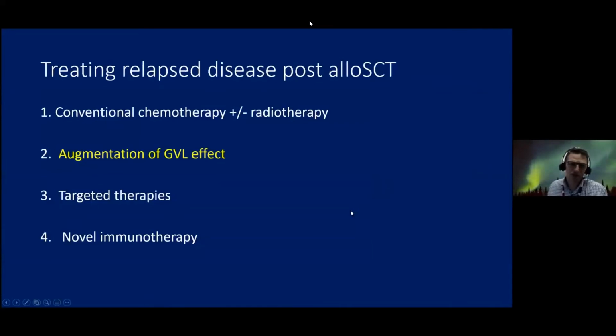So how do we treat relapse post-allograft? Well, we'll break it up, I guess, into 4 areas. First of all is conventional chemotherapy and/or radiotherapy if there are localized extramedullary myeloid sarcomas. Number 2 is the most important one that I'm going to spend the majority of the time speaking on, and that is augmentation of a graft versus leukemia effect. And the other areas of importance are targeted therapies that may be emerging, which offer hope to block specific pathways in clones relapsing and show promise. And also I'll touch on some novel immunotherapies that clearly offer a role for relapse post-allograft.